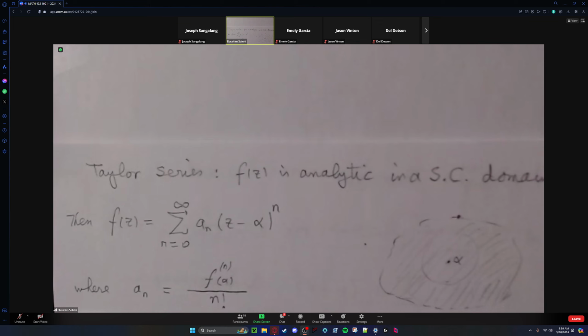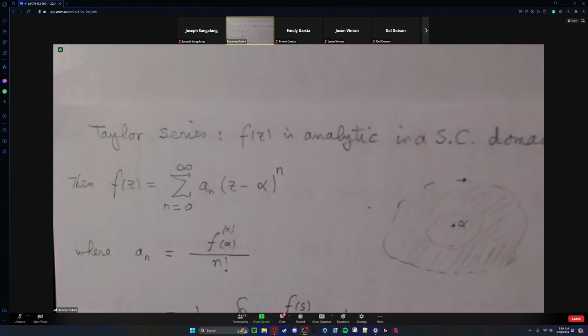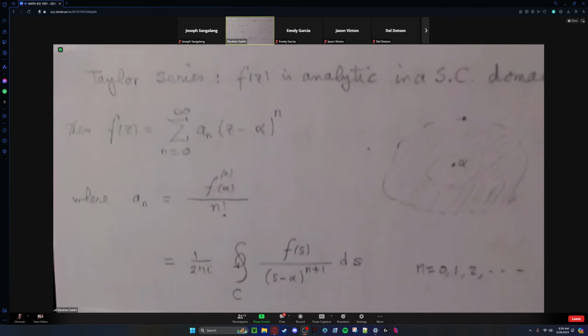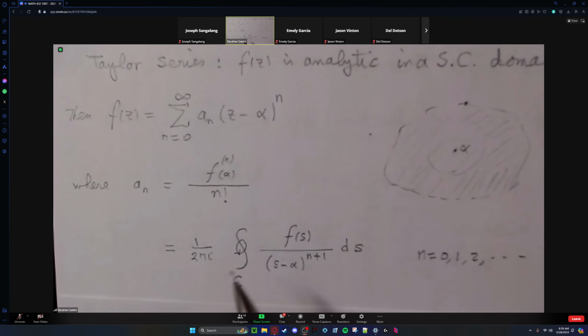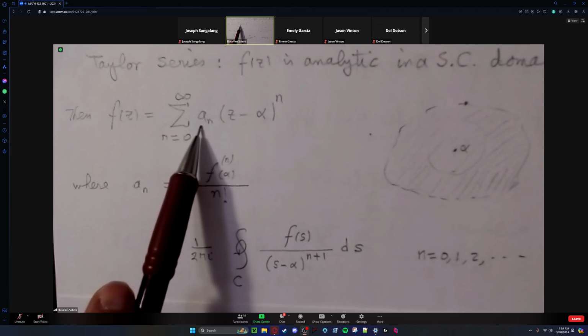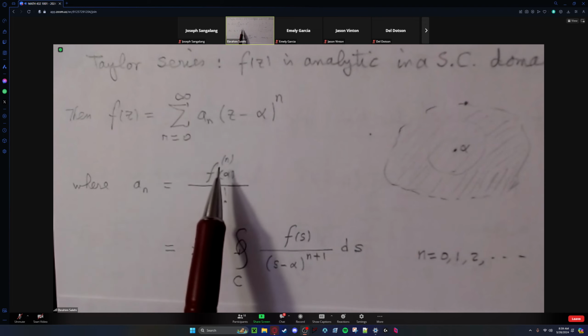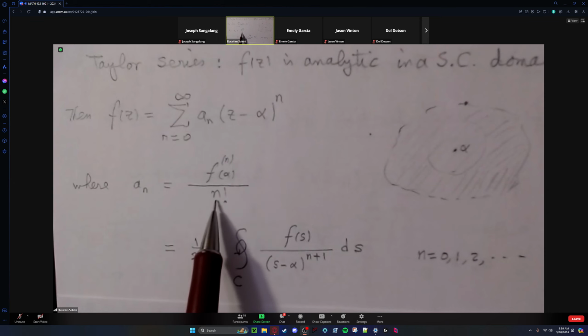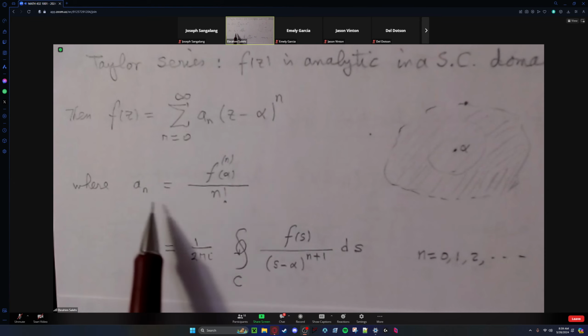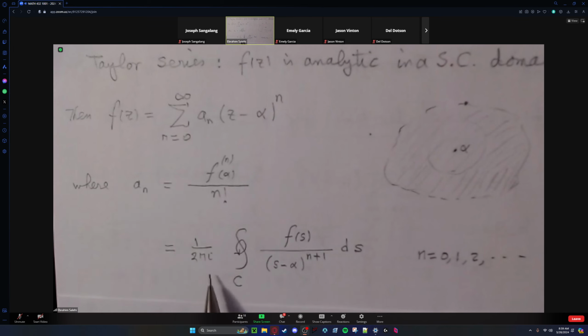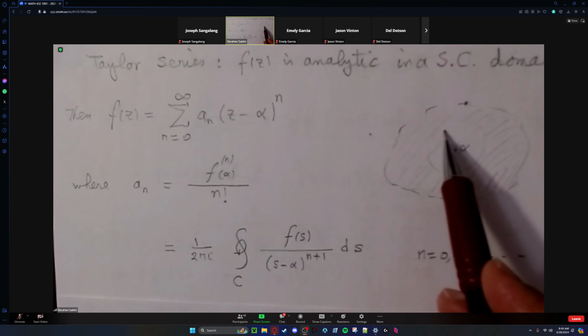Sometimes that point is 0, so we call it Maclaurin series. But theoretically, when we go through the Taylor series theorem and its proof, this a_n is actually the nth derivative of the function at alpha divided by n factorial. We can even express this in terms of an integration. So it is an integral over this closed curve, okay? This closed curve.